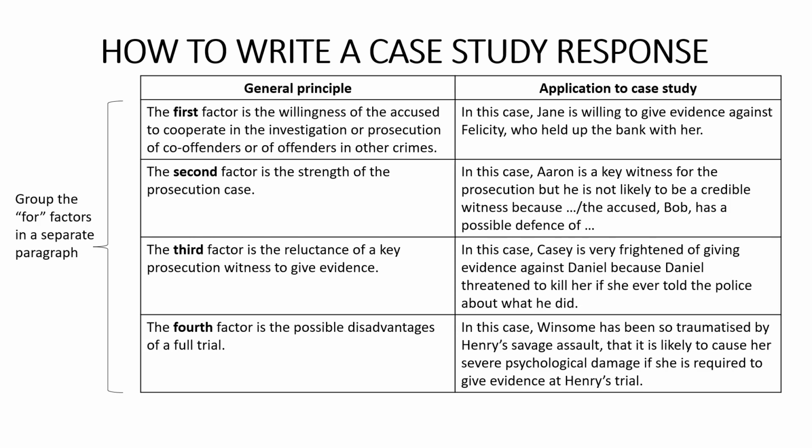The general structure is: the first factor is dot, in this case dot dot dot. The second factor is dot, in this case dot dot dot. You can see that each factor is described in general terms, and then that factor is specifically related to the case study facts. For example, when analysing the factors in favour of a plea negotiation, we might write that the first factor is the willingness of the accused to cooperate in the investigation or prosecution of co-offenders or of offenders in other crimes. This is a description of the general principle.